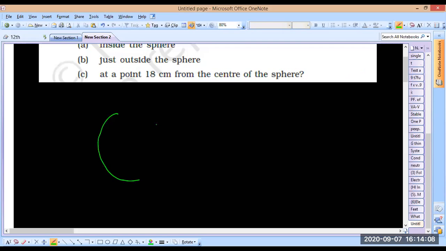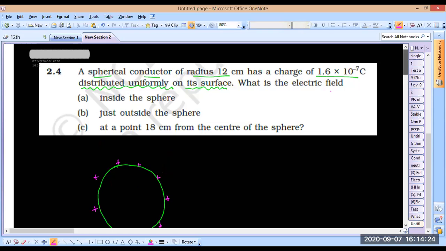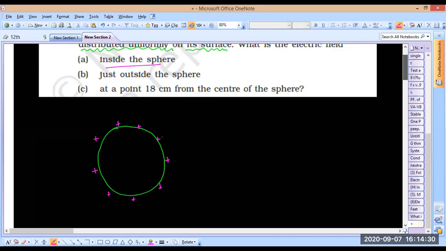So this is a sphere, and where's all the charge? It's on the surface, and it's a positive charge. Uniformly distributed on the surface like this. All right. Okay, now the question is, what is the electric field inside the sphere? All right. At this point, what's the electric field?